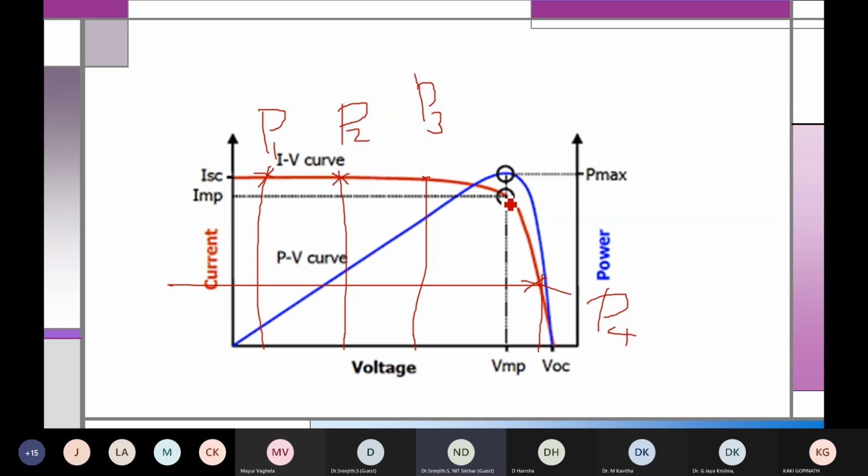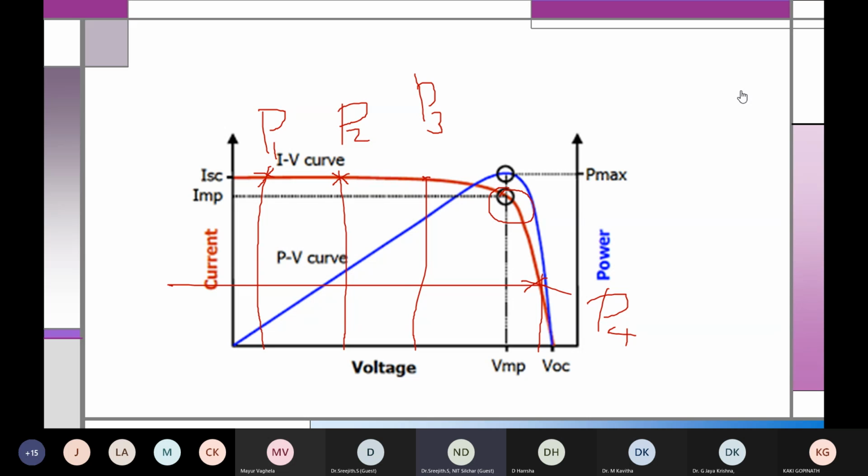I think it is somewhere here. Once again, this point is called the maximum power point.